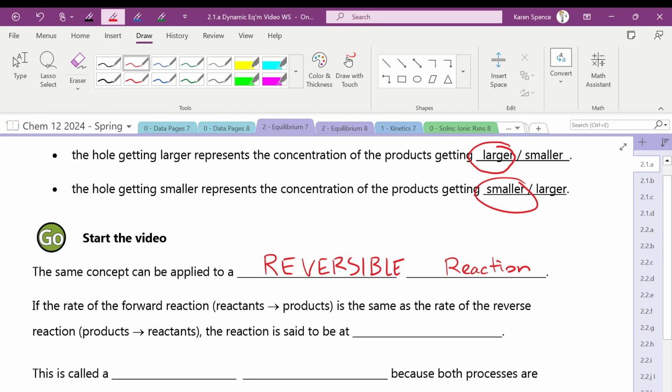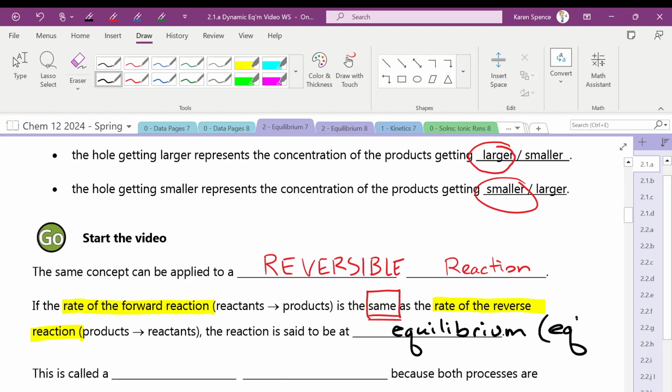If the rate of the forward reaction is the same as the rate of the reverse reaction, the reaction is said to be at equilibrium. Okay, we're going to write that out the first few times, but eventually I'm going to start writing it like this, Eq'm, because that's a long word and it gets tiring, okay?